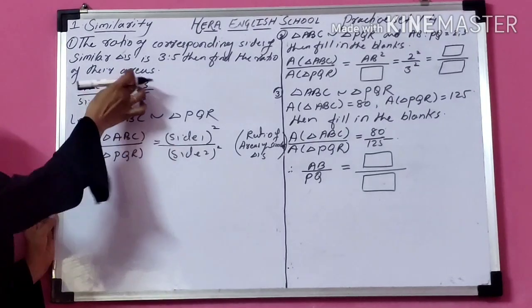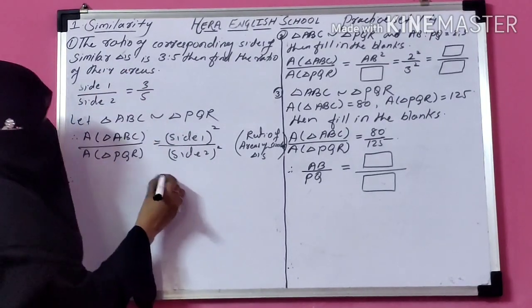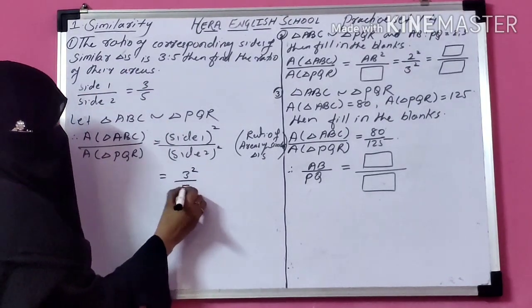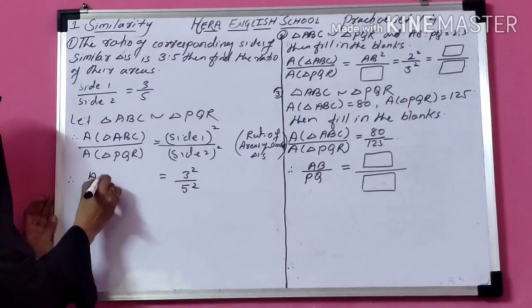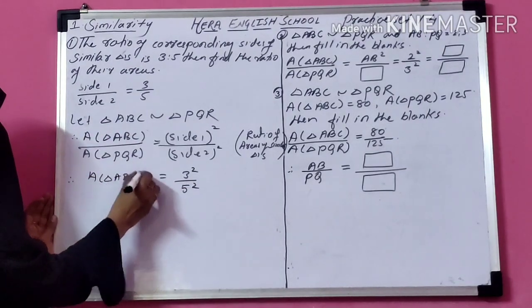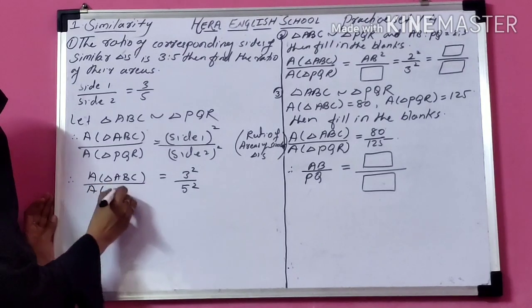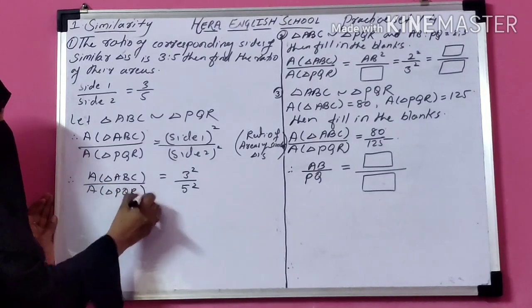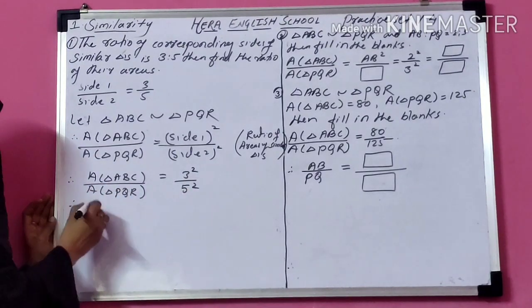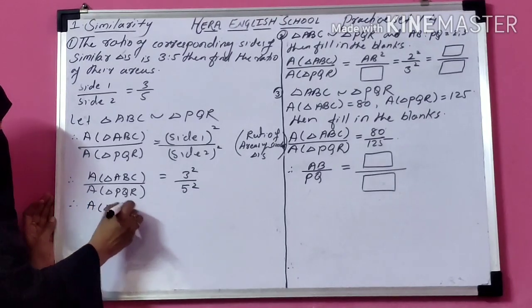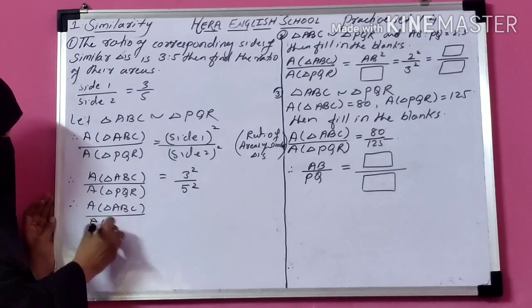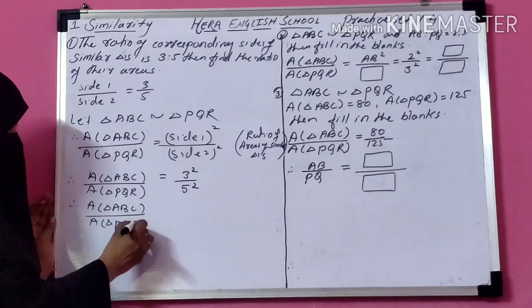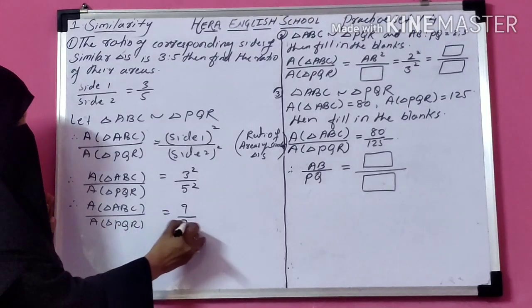Side 1 upon side 2 ratio is given 3 upon 5, so 3 square upon 5 square. Ratio of area of triangle ABC upon area of triangle PQR is equal to 3 square upon 5 square. So area of triangle ABC upon area of triangle PQR is equal to 3 square 9, 5 square 25.